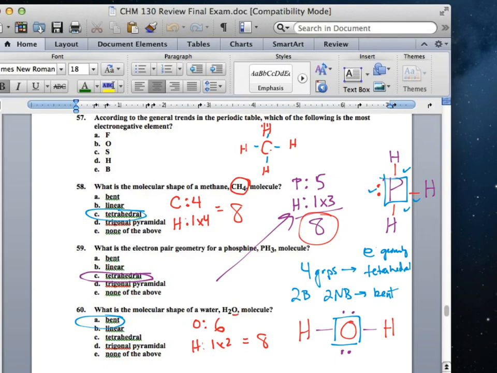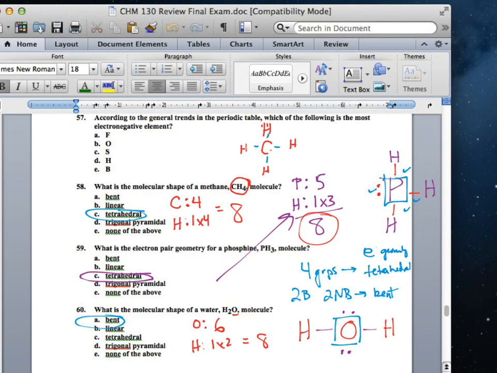It's the electron pair geometry in 59. Electron pair geometry does not distinguish between bonding and non-bonding, so it stays tetrahedral. If we'd asked for the molecular shape, yes, trigonal pyramidal. We did not ask for that, so you got to be careful on what the question asks for. Questions?